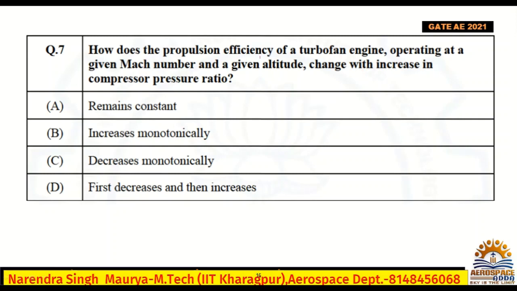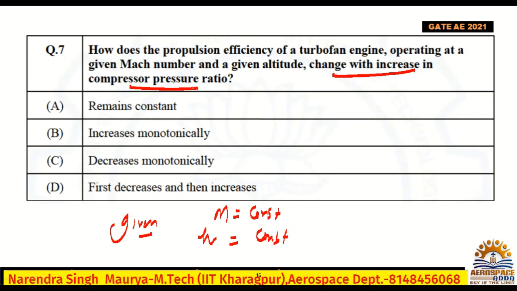How does the propulsive efficiency of a turbofan engine operating at a given Mach number and given altitude change with an increase in compression pressure ratio? Here it is given that the turbofan is operating at a given Mach number, so Mach number is constant, and altitude h is also constant. It is given, so it is not going to change. If compression pressure ratio changes, then what will be the propulsive efficiency? This is the question.